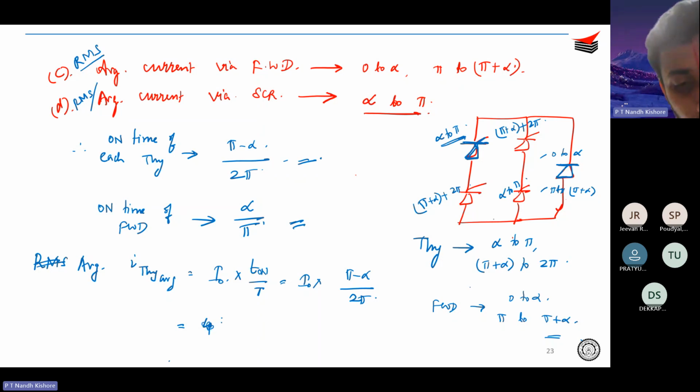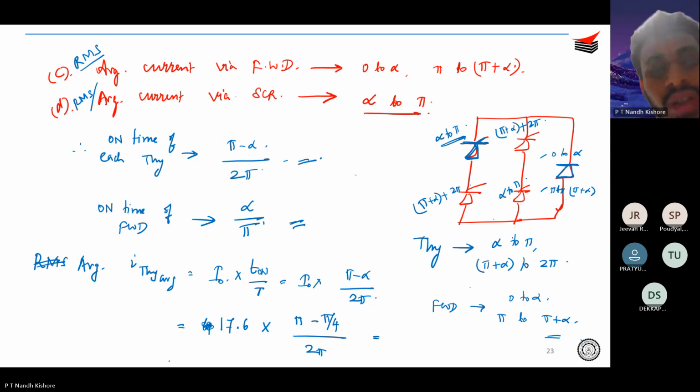I naught was 17.6 amperes into pi minus alpha, which is 45 degrees, divided by 2 pi, right? So you should end up with around 6.63 amperes. Got it? Is this fine? If you are having any doubts, please do tell me, okay? So this is the average thyristor current, okay?